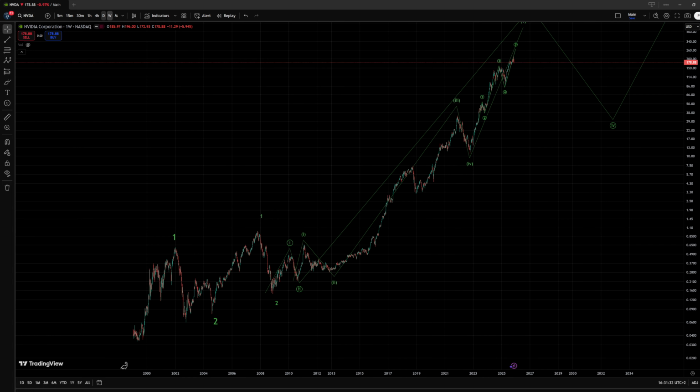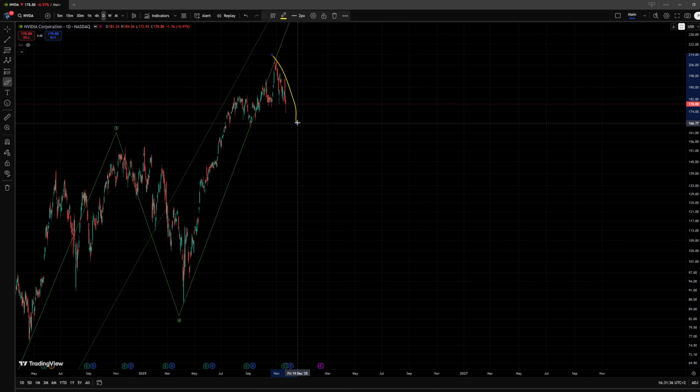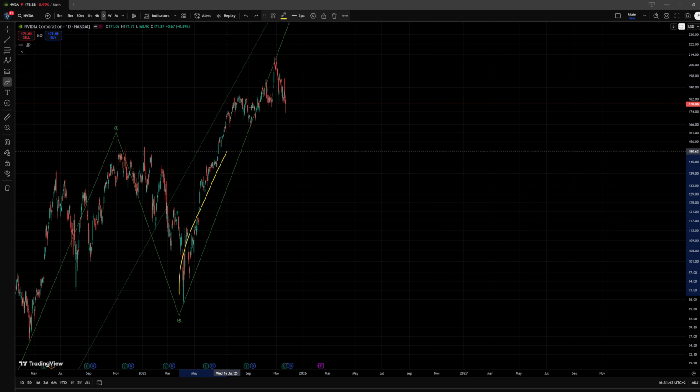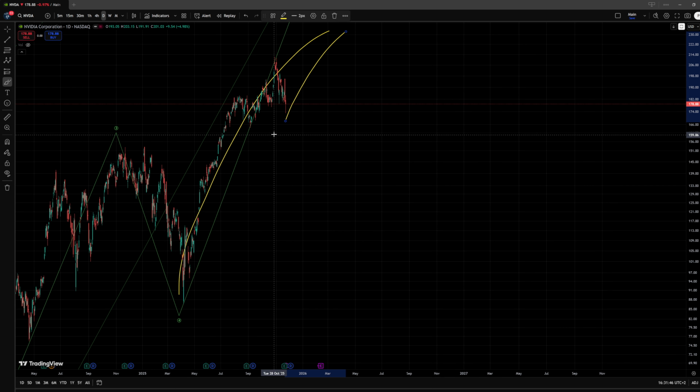It is time for another update, and today we will be discussing the structure, the correction that is unfolding here to the downside, as well as the relevant levels that we need to see broken for the structure to the upside to start and basically resume the uptrend and start forming a new all-time high.